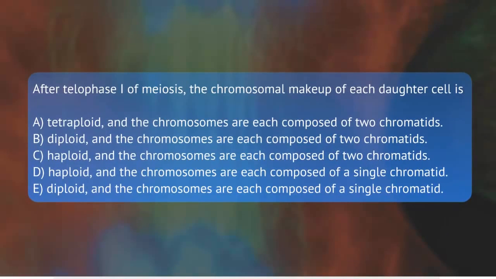Let's test our knowledge. Now be careful, this question is a little tricky. After telophase 1 of meiosis, the chromosomal makeup of each daughter cell is. Pause the recording, and when you're ready to check your answer, hit play.